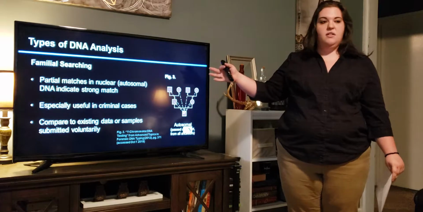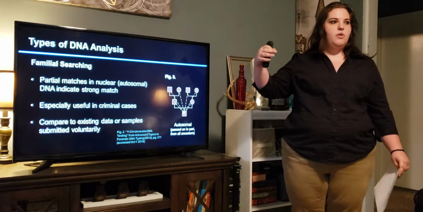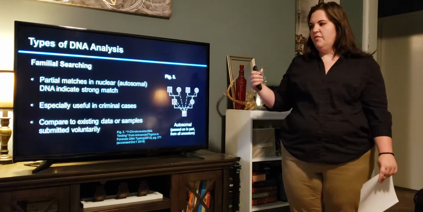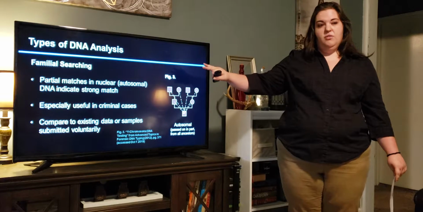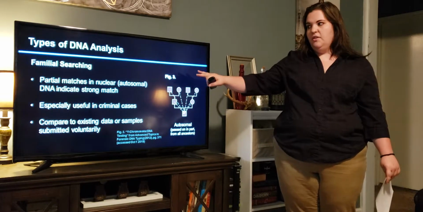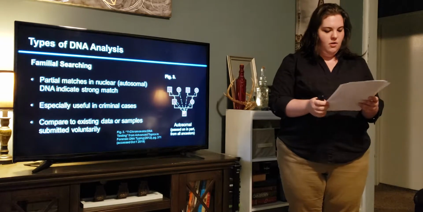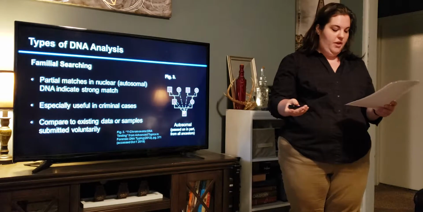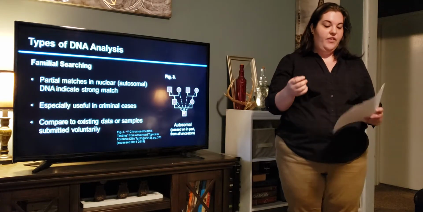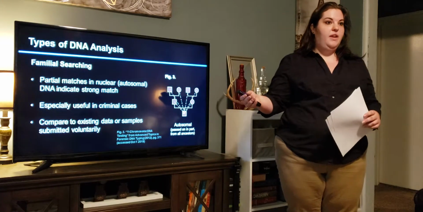The last type I'd like to talk about is familial searching. A lot of people are familiar with this. It's used in missing persons cases and stuff like that. Even a partial match on this nuclear DNA from the nucleus indicates a very strong match from family member to family member. It's especially useful in criminal cases, and the family DNA can be volunteered or it may already be stored in the database.